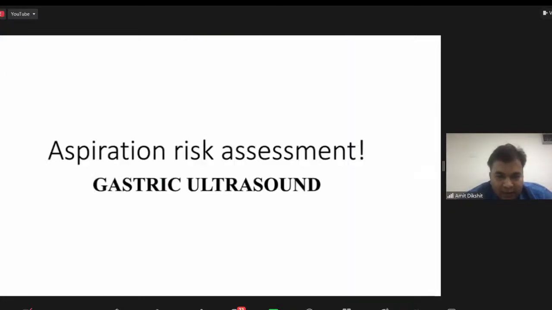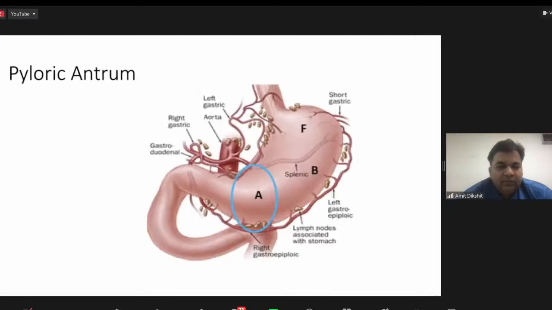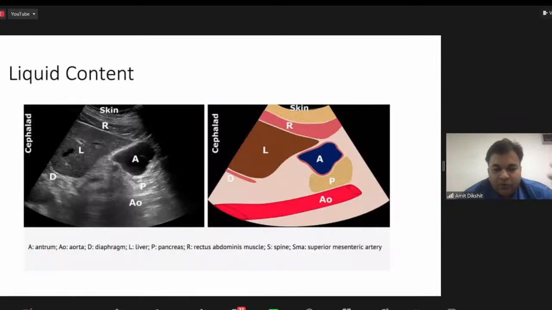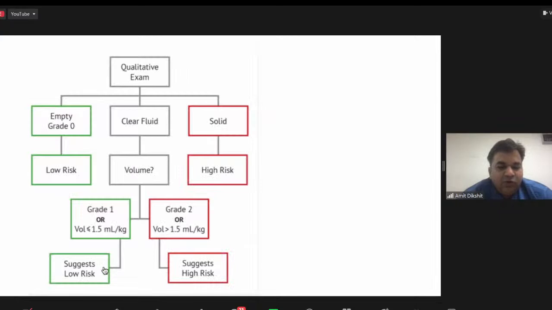I would just like to highlight one important point that airway examination is not complete unless we look at the gastric ultrasound. Though this is not my topic to cover today, aspiration risk, unless we rule out, is like a lower airway assessment. So we have to see the gastric pyloric antrum. And I think if you are interested, you do a focused workshop with us. We'll teach you how to identify liquid and solid content. Any volume more than 1.5 ml per kg for liquid is risk of aspiration. Any presence of solid content is also risk of aspiration. We have done this.